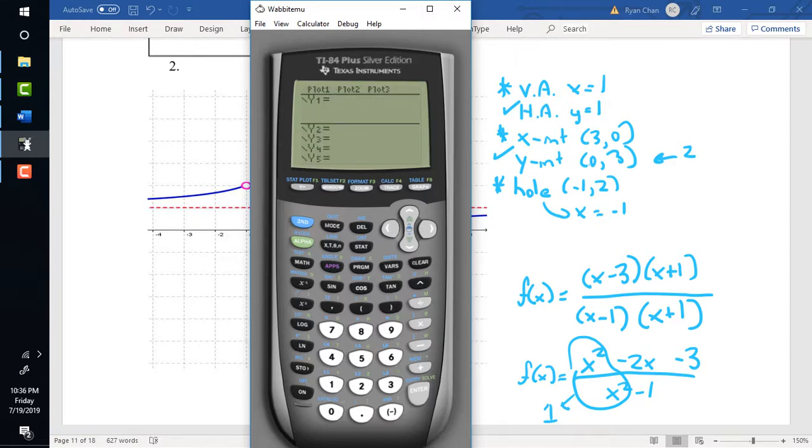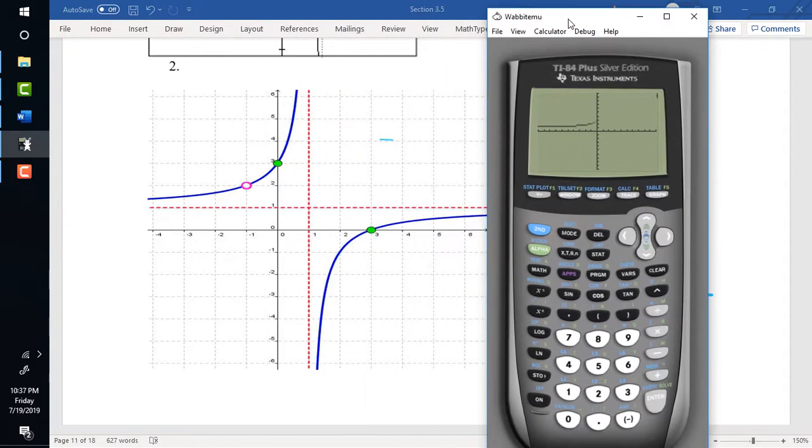I'll do double parentheses, (x minus 3)(x plus 1). As you can see, I'm grouping both parentheses because they're on top together. Then I'll do the same for (x minus 1)(x plus 1). You can also just graph the one we got when we distributed this. That looks pretty close to the following here.